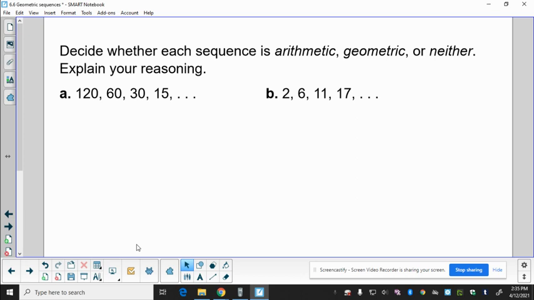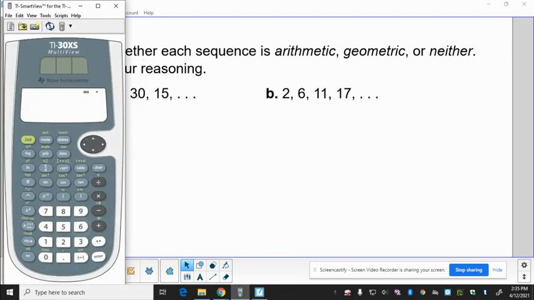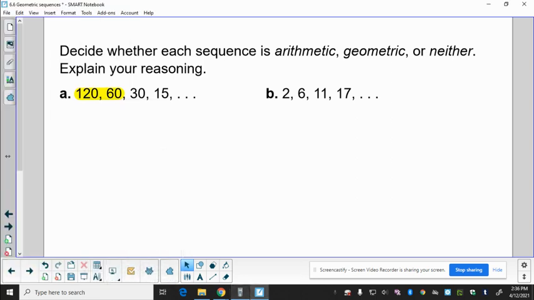I'm thinking in part A that if I look at these numbers, well, let's go this route. Let's take a pair of numbers. And let's see what we get when we subtract those numbers. So I'm going to go ahead and do that. I'm going to do 60 minus 120. Remember, always do it in reverse order. 60 minus 120. And what do I get? I get negative 60.